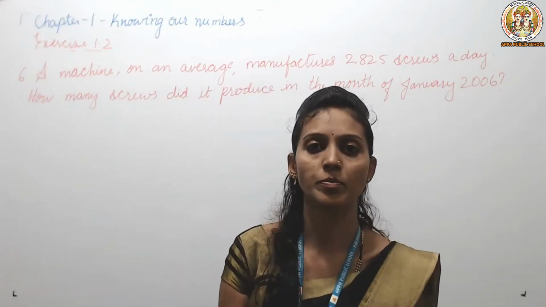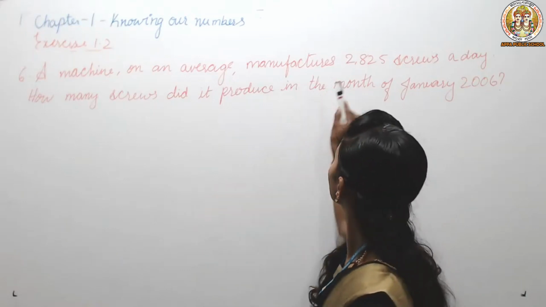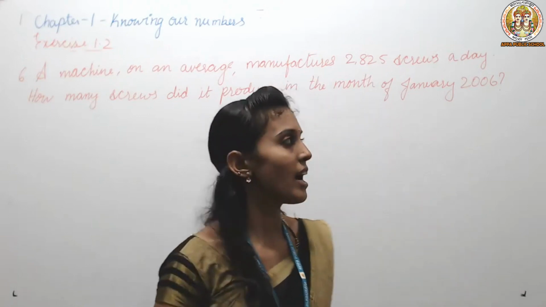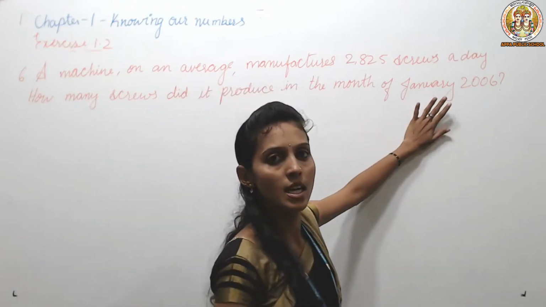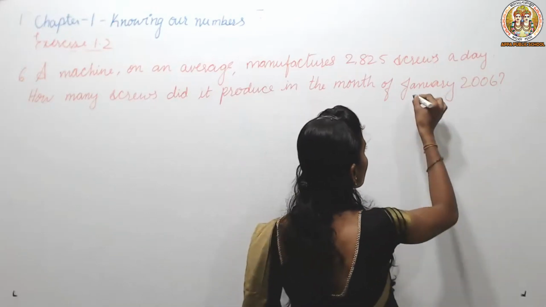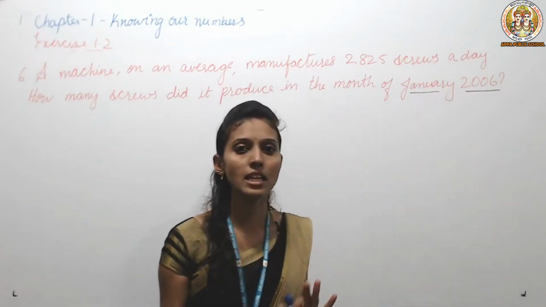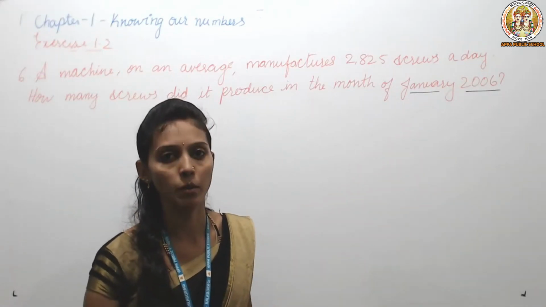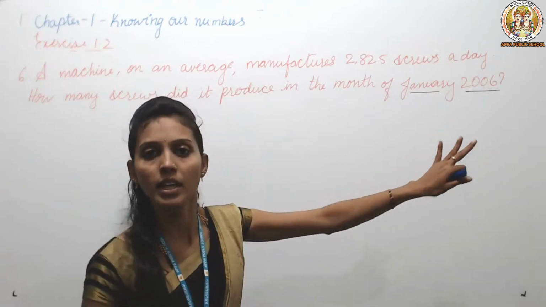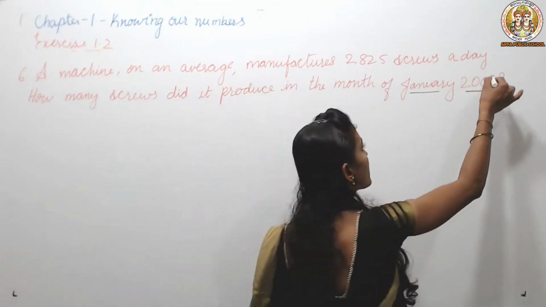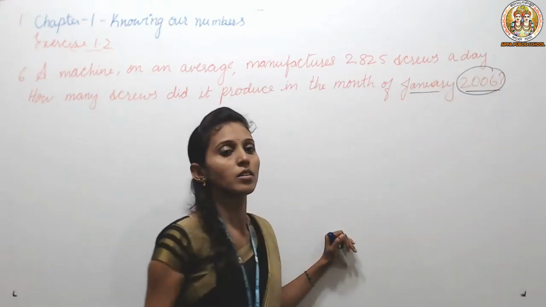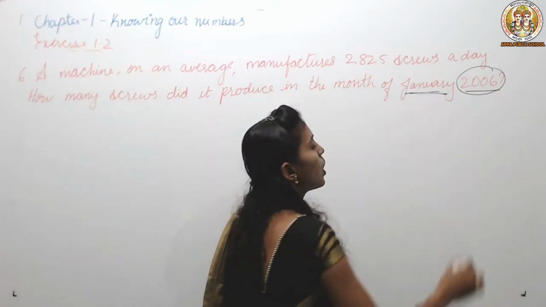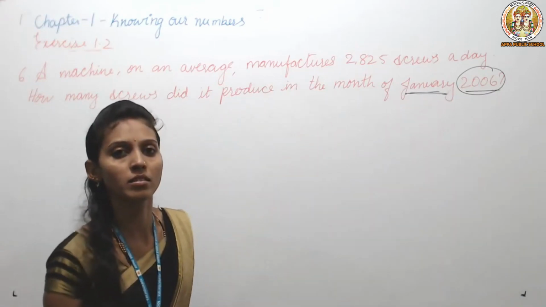See, a machine manufactures 2,825 screws per day. Then they have asked how many screws does it manufacture in this month, this year. Does the number of days of the month depend on the year? No. It doesn't depend on the year. So don't get confused by seeing that year. Just see the January month. How many days will be there in the January month?